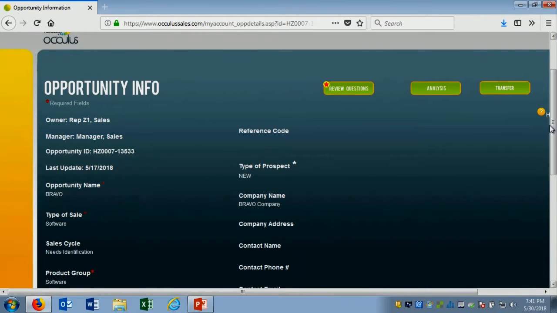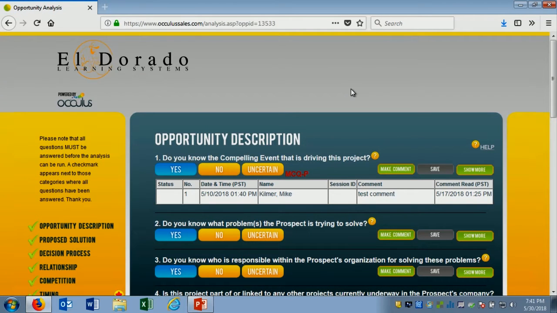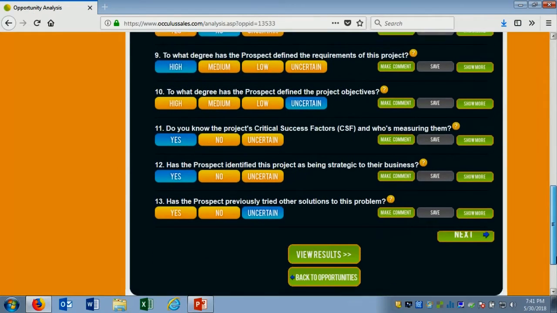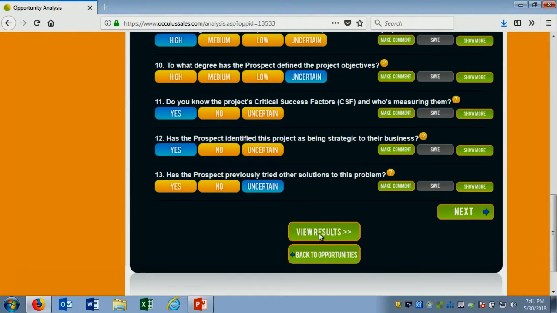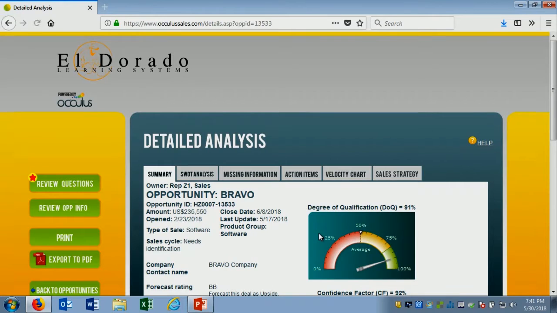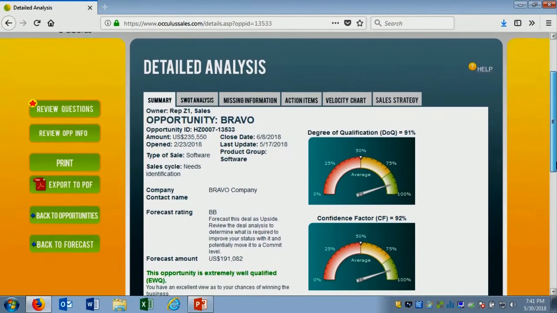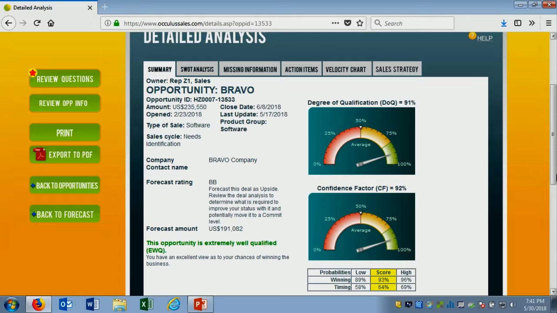So now we're looking at this, and we've got review the questions. We can go through and review the questions. These have already been filled in. So every time we go to a sales call, we would go ahead and make these changes and save it, and that would affect the rest of the analysis itself. But at this stage, let me just take you through to view the results, because all of these questions are in.